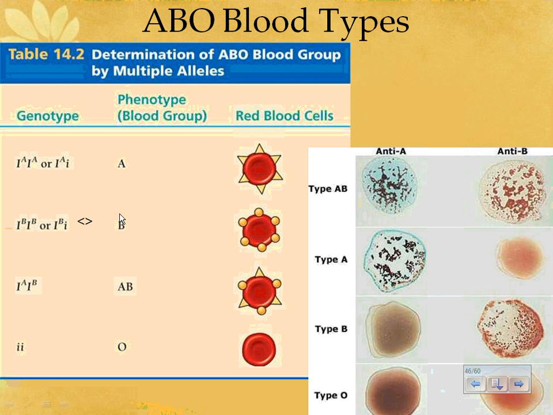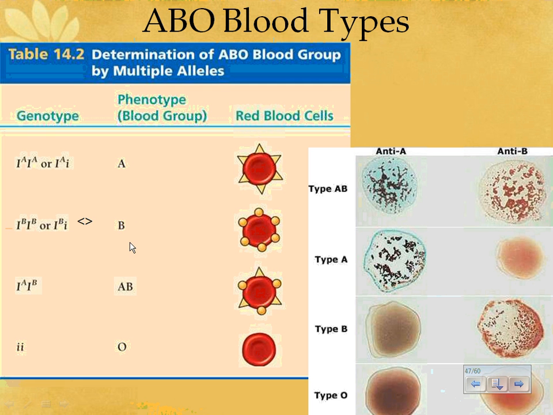Example, blood type. You can be type A, type B, type AB, or type O. We're going to use capital I as dominant and little i as recessive, and the capital I can either be the A allele or the B allele. If you're type A, you can either be homozygous, IA IA, or heterozygous, IA little i.